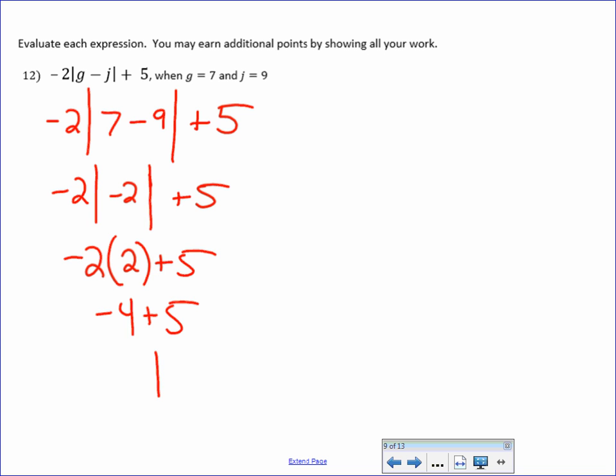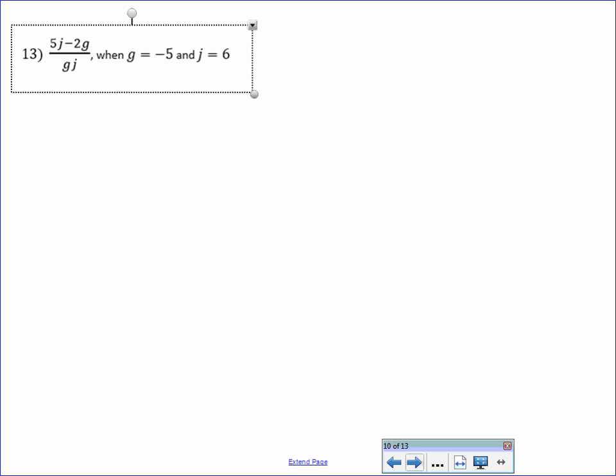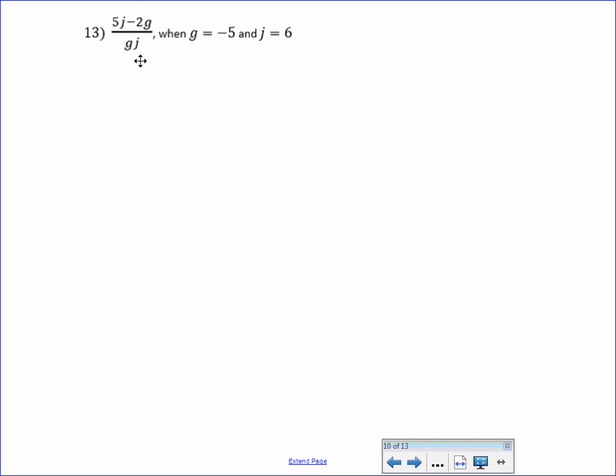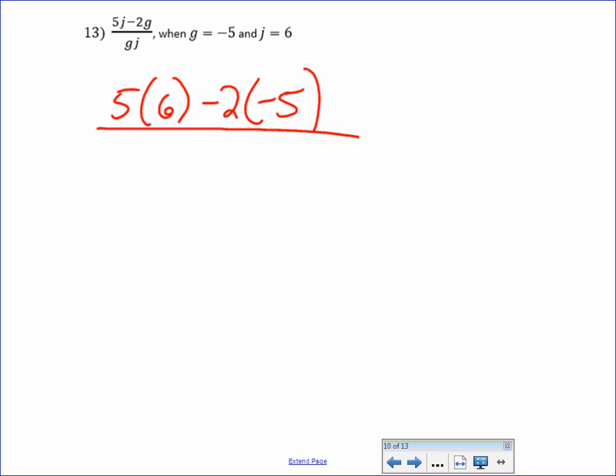If at any point I'm going too fast, remember, you always have the option to pause the video. So, for this one, once again, we're going to sub in. So 5 times 6 minus 2 times negative 5. Remember, when you sub into the calculator, always put your substituted in values in parentheses.